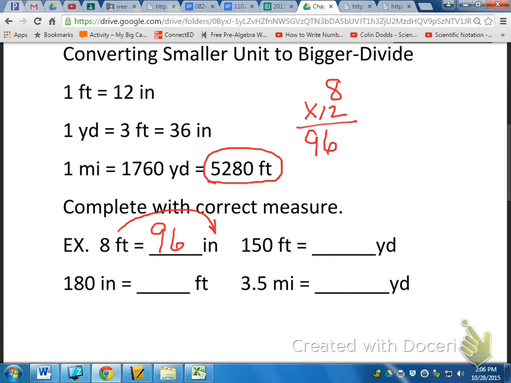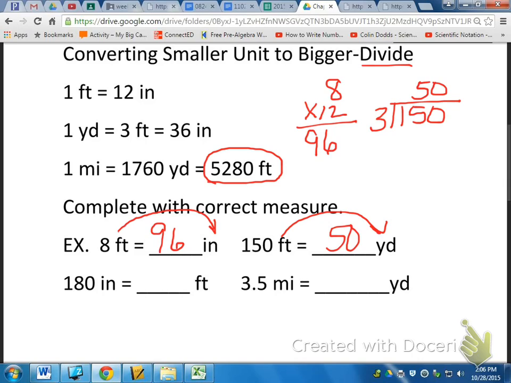Okay, now we're going from feet to yards, and feet is smaller. We're going smaller to bigger, which means it says up here divide. So you're going to take 150 divided by 3. There are 3 feet to every yard. That's where we'll get 50.